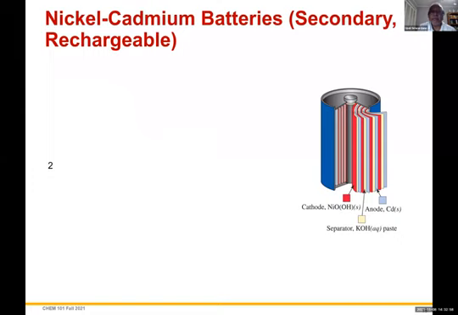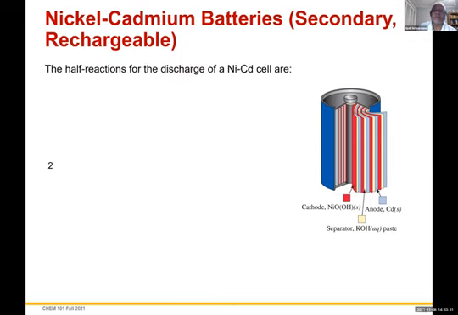These are the rechargeable batteries. Nickel cadmium means nickel oxide and the cadmium anode. Anode is cadmium, where oxidation takes place. They also have KOH paste. They are an alkaline medium and produce strong currents. So nickel oxide is there. When you discharge the battery, the anode is cadmium.